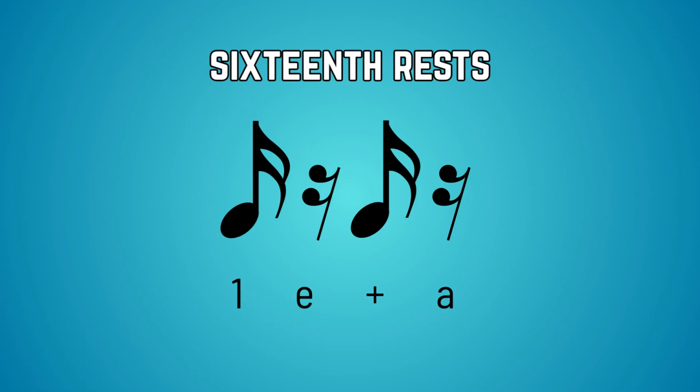For example, imagine a pattern containing a 16th note on 1, a 16th rest on E, a 16th note on and, a 16th rest on a. We would still count 1 E and a. However, we would only clap on 1 and. Let's try. Count every syllable but clap only on 1 and. 1 E and a. Again, 1 E and a.